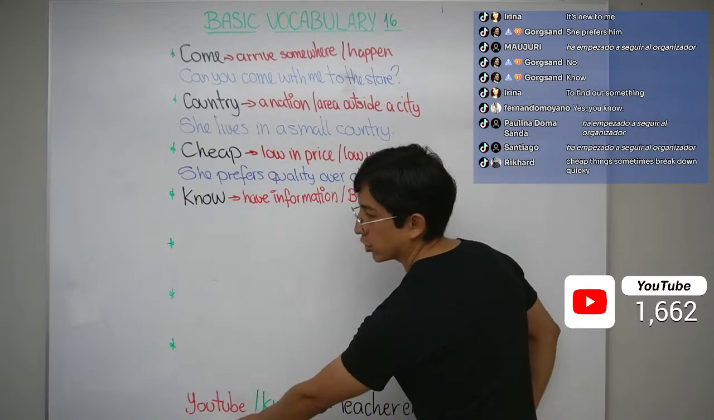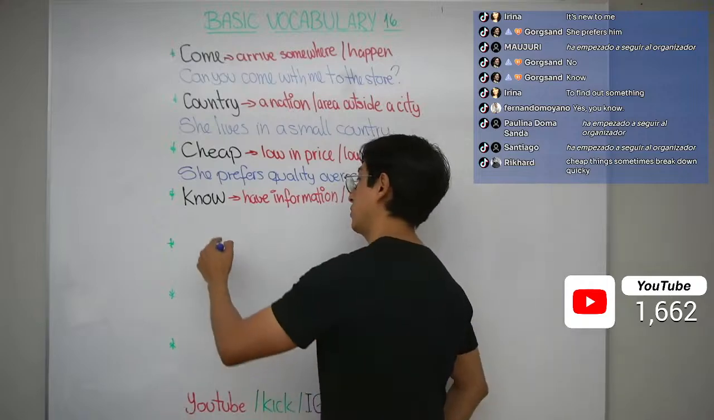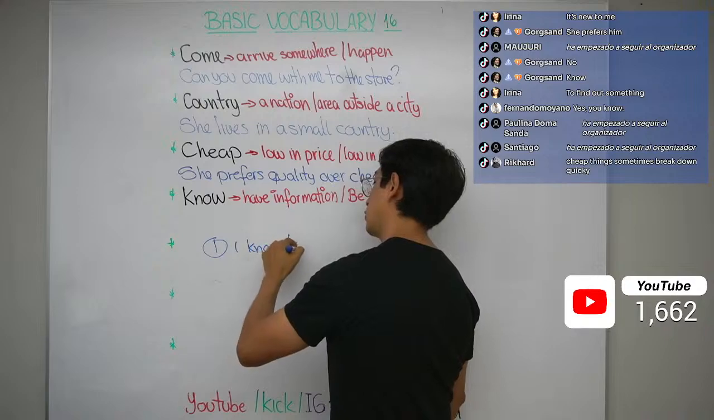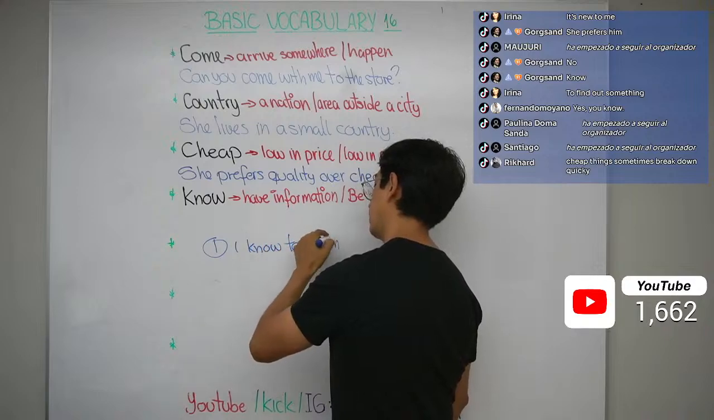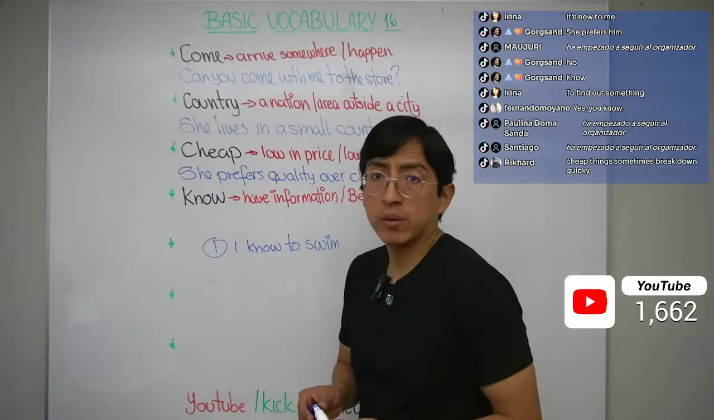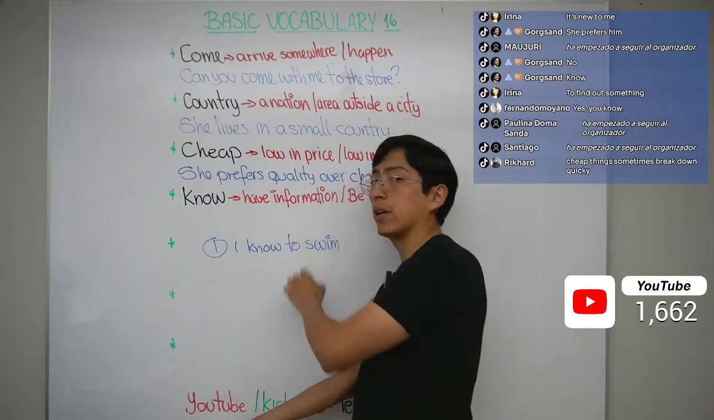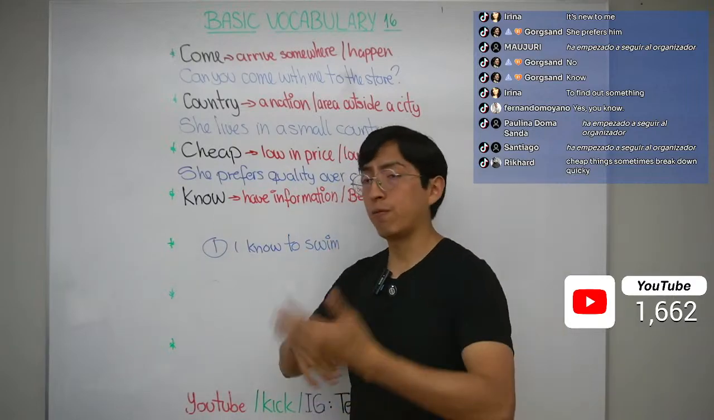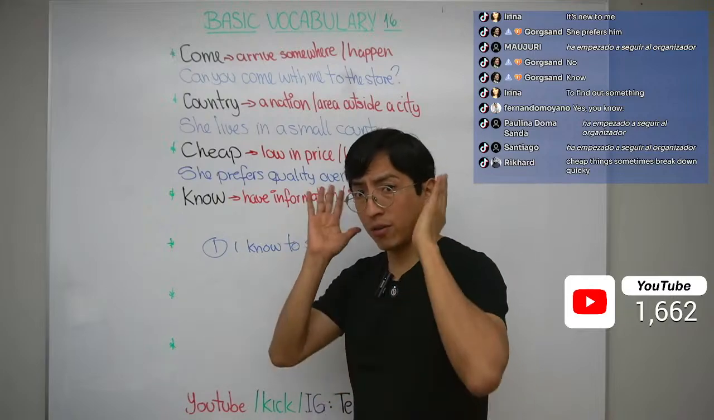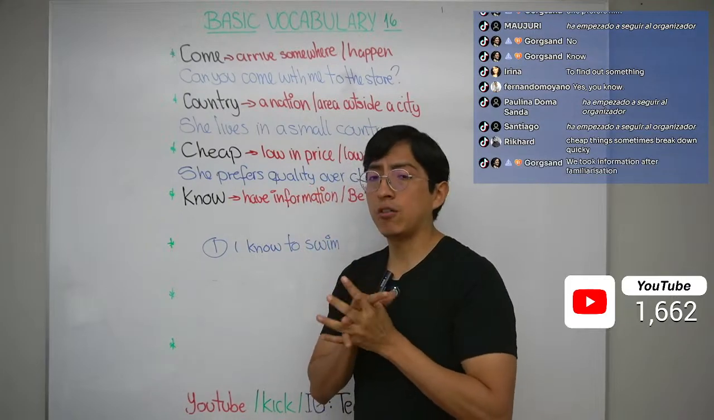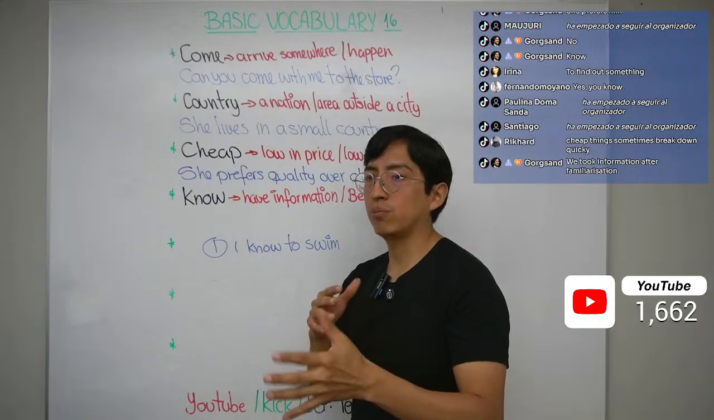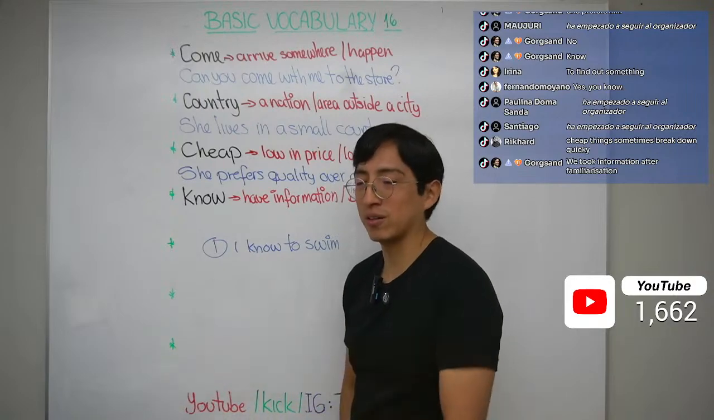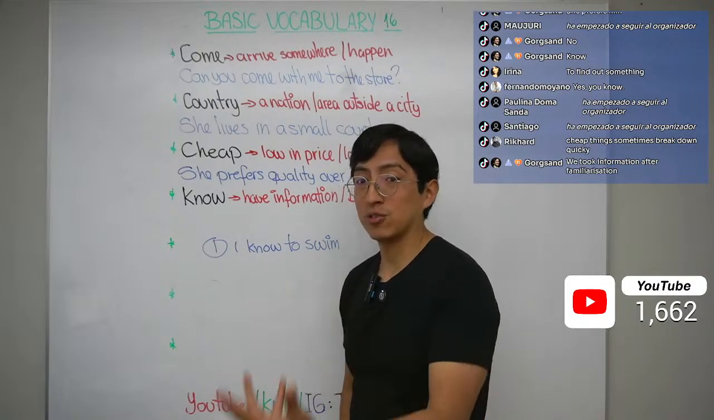So, to have information, you can say, for example, I know how to swim. It means that I have information about swimming. Yes, I know how to do it. I've practiced a lot, so now I have enough information for moving in the water without drowning.